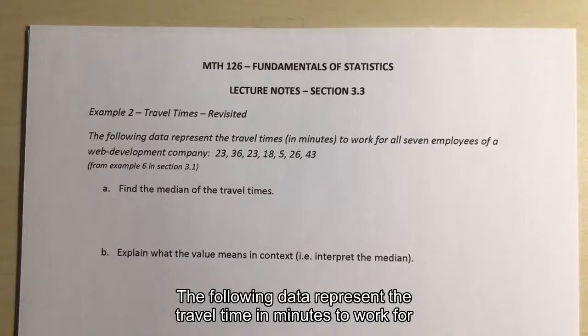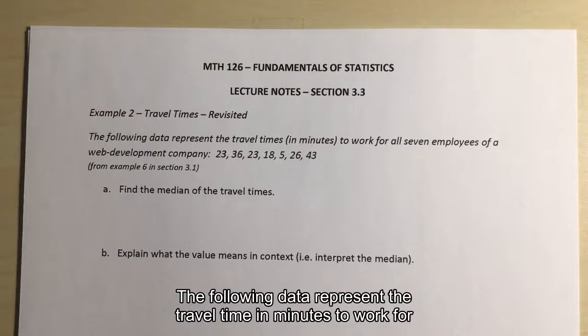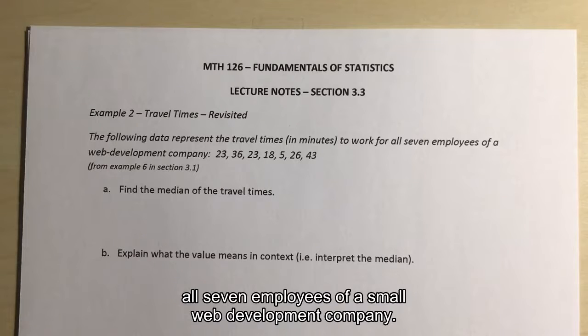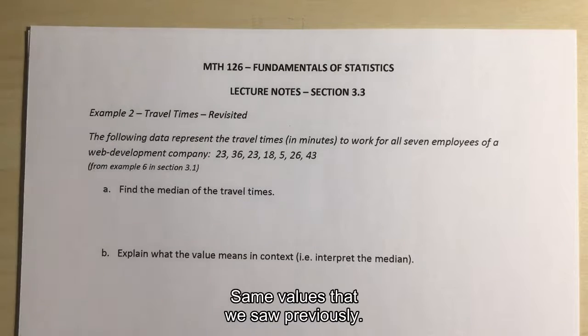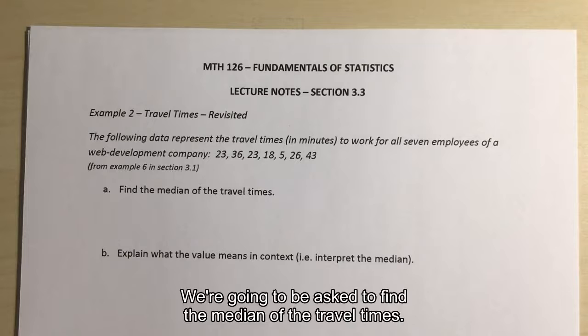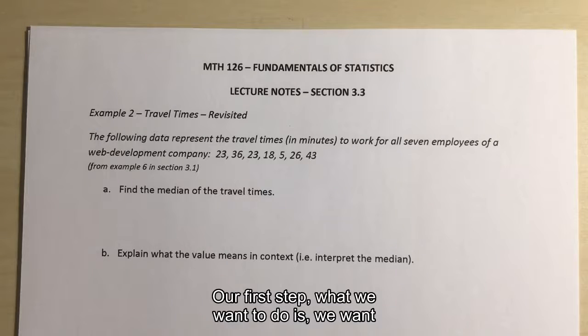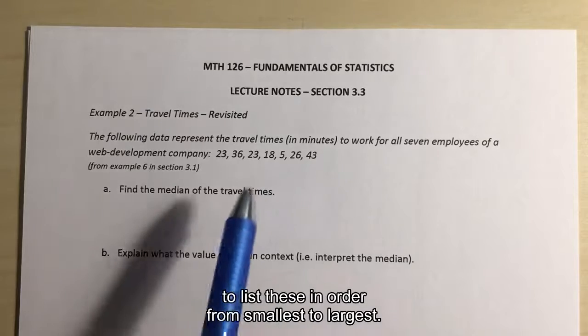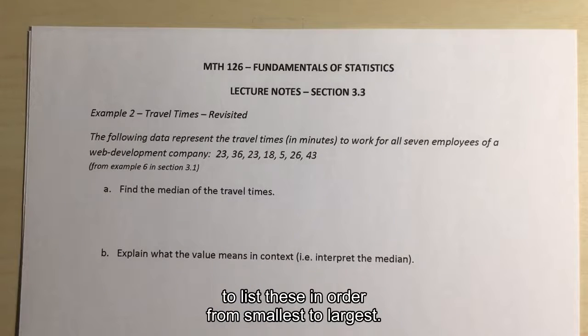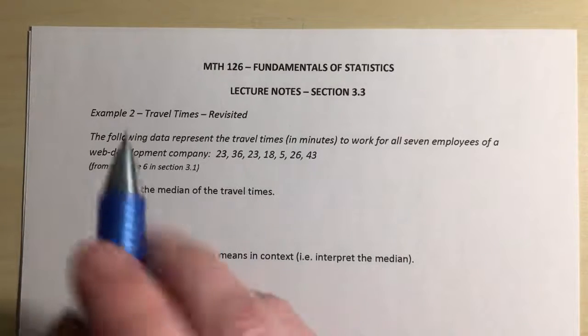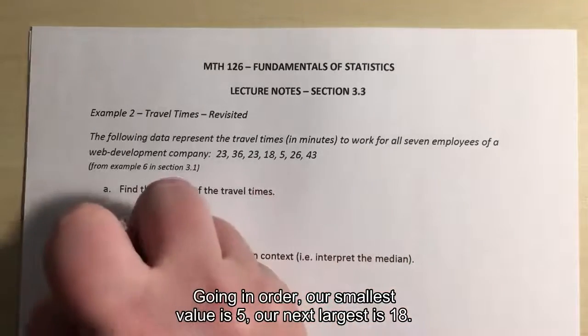So the following data represent the travel time in minutes to work for all 7 employees of a small web development company. Same values that we saw previously. We're going to be asked to find the median of the travel times. So our first step is to list these in order from smallest to largest. Going in order, our smallest value is 5.